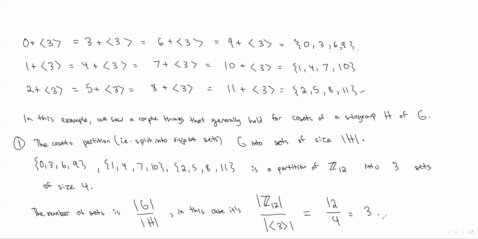So since you partition into subsets of size equal to the order of H, the number of sets you'll get is just the total number of elements divided by the number of elements in H. So that always happens. And note that I write cosets because it could be left or right. Just remember that if you're working with cosets, pick either left or right, and then always work with that one. As long as you don't mix them together, there's no issue. So this applies for left cosets and it also applies for right cosets.